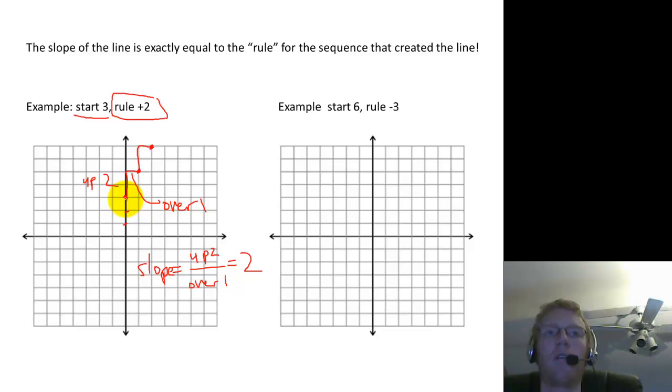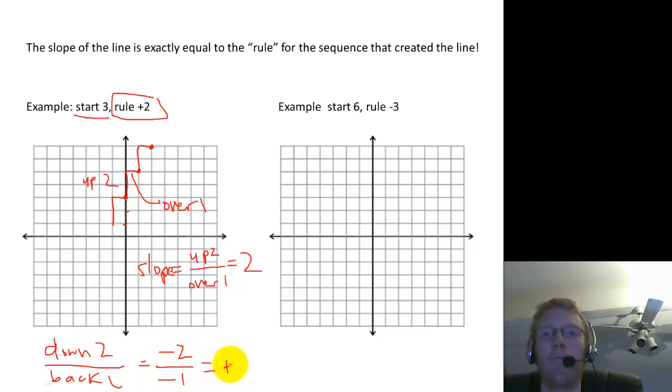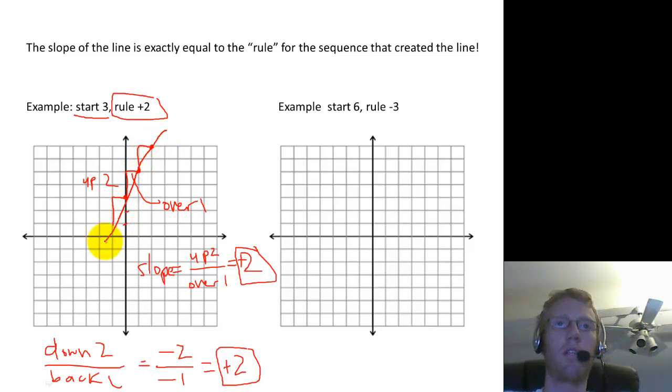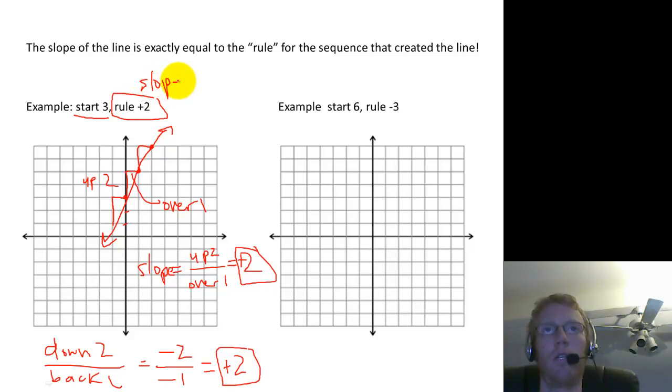Likewise, you could go backward and down. So you might go backward 1 and down 2. What if you go down 2 and you go back 1? Well, down would be negative 2, but backward would be negative 1. And so when you do that, even if you go backwards, you still get the value of positive 2 for the slope. So this line is kind of looking like that. It has a slope of positive 2. So the rule when you have a sequence is going to give you the same thing as the slope when you have a graph.